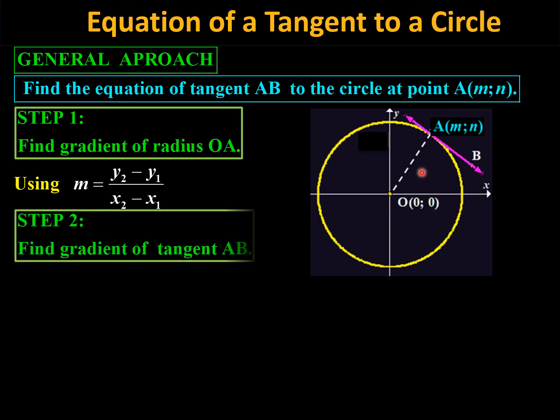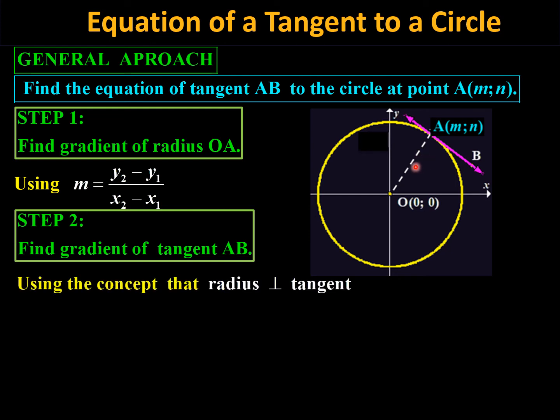So once you calculate the gradient, I now need to find the gradient of the tangent. But I need to know a property about a radius and a tangent. That's correct, they are perpendicular. So I'm going to use that concept, so I can use that gradient to find the gradient of the tangent. For example, if this one is 4, the tangent will be negative 1 over 4. If this one is 2/3, that one will be negative 3 over 2.